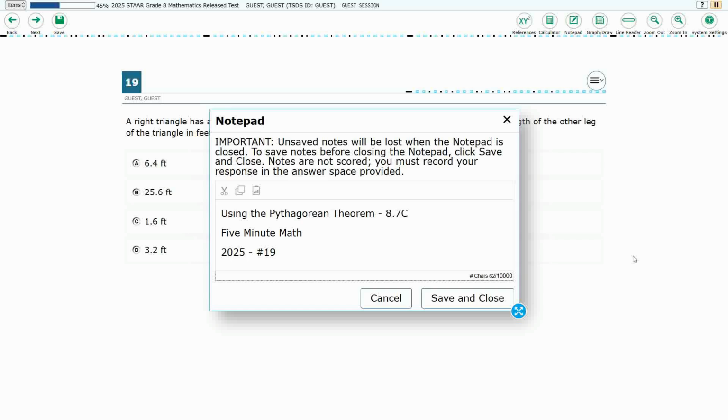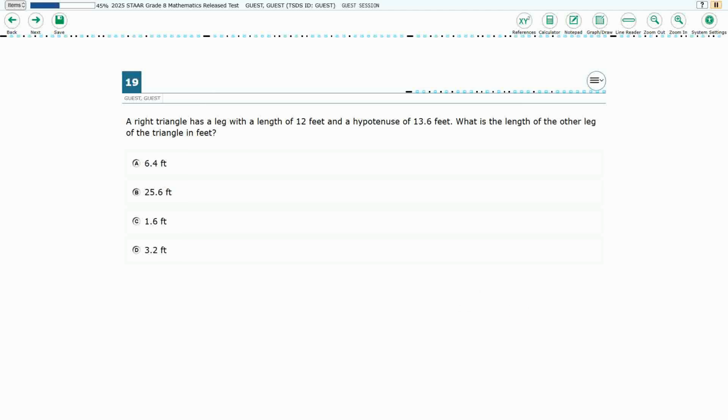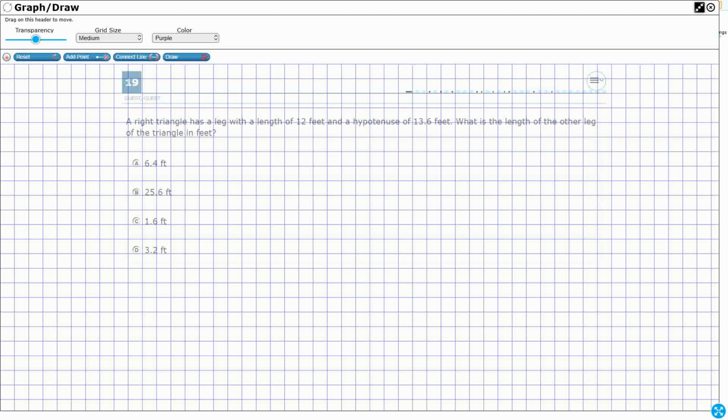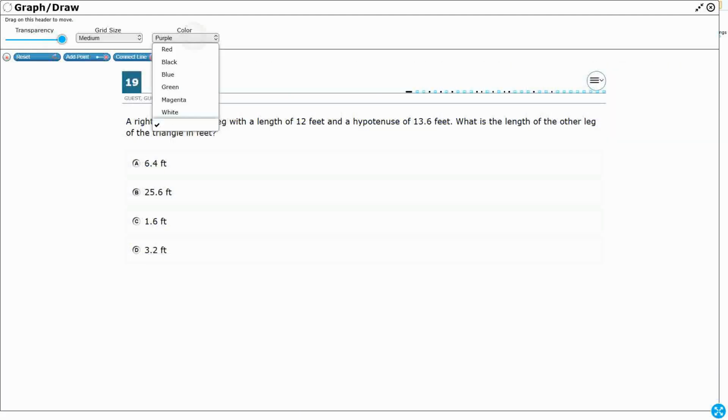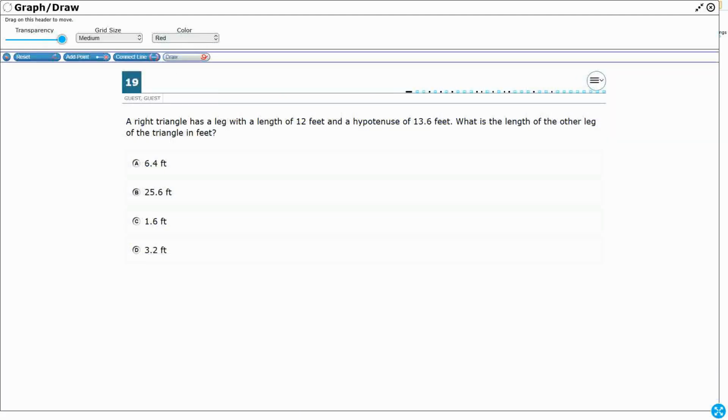Today we are looking at the 8th grade concept of using the Pythagorean Theorem. This is standard 8.7c in the great state of Texas, and we are using item number 19 of the 2025 released STAAR test. If you haven't done so already, please take a moment to pause the video, work this problem out on your own, unpause it, and we will look at our answers together.